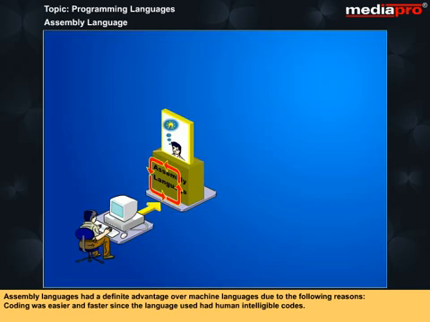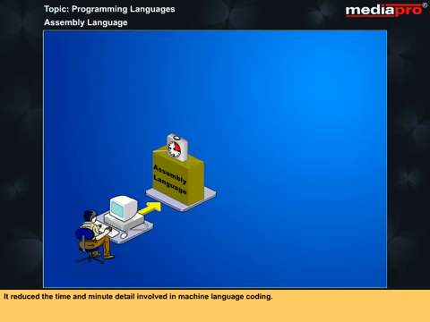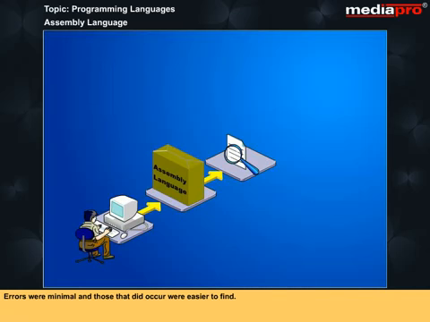Assembly languages had a definite advantage over machine languages due to the following reasons. Coding was easier and faster since the language used had human intelligible codes. It reduced the time and minute detail involved in machine language coding. Errors were minimal, and those that did occur were easier to find. Codes were easier to modify than machine language programs.